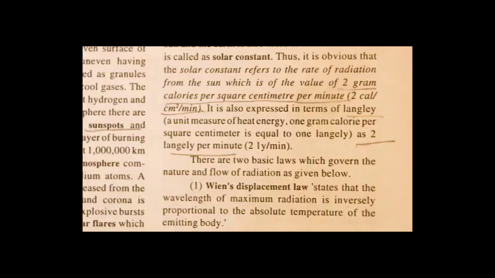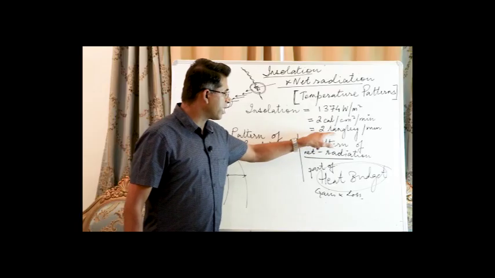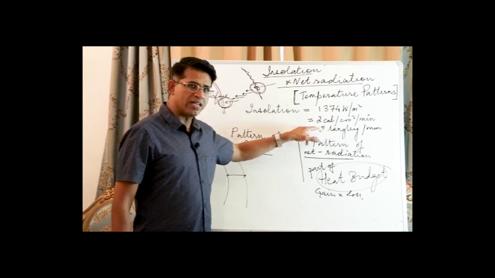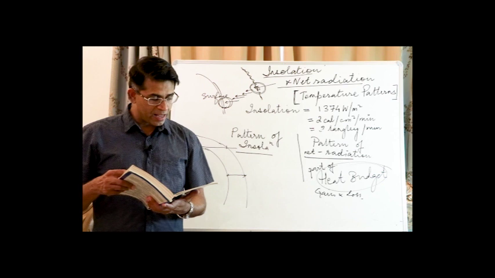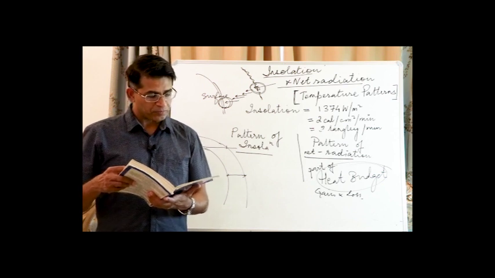It says, it is obvious that solar constant refers to the rate of radiation from the sun, which is of the value of 2 gram calories per square centimeter per minute. It is also expressed in terms of Langley. Each Langley is calories per square centimeter. Essentially, this figure is called the solar constant. It's an average of what the earth receives at the outer layers of the atmosphere.